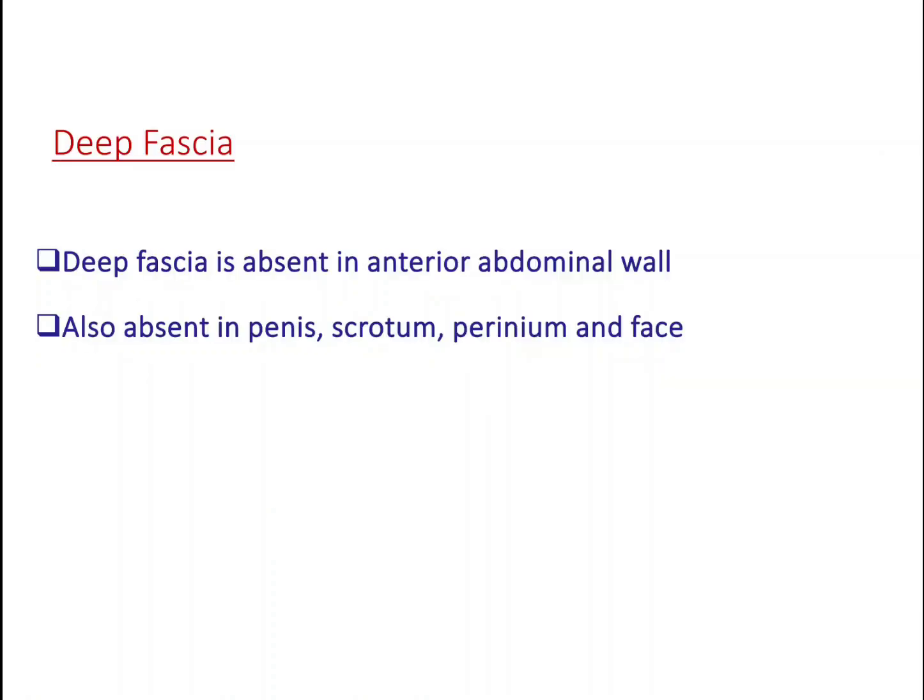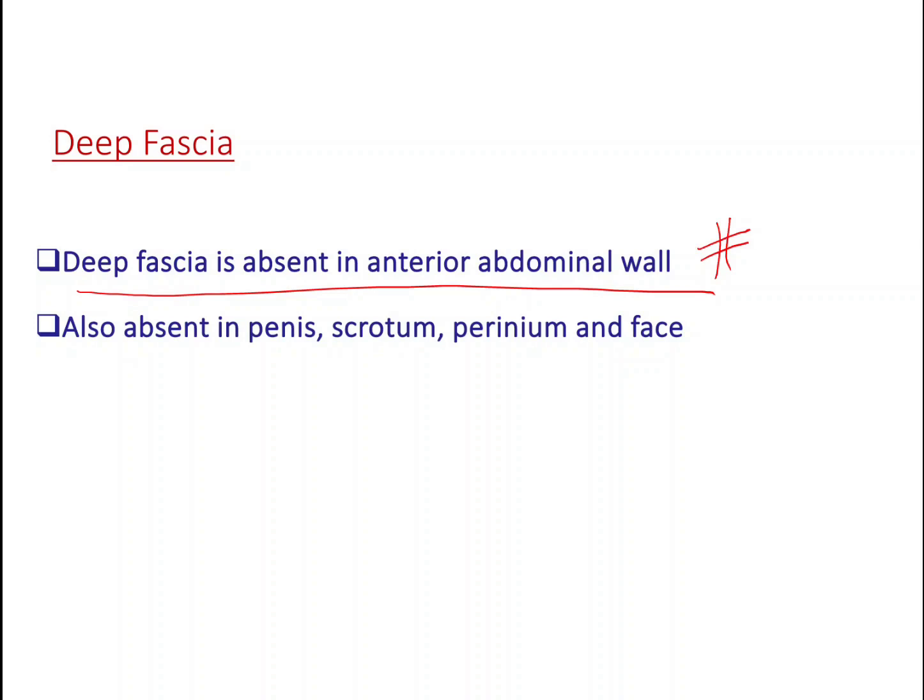Now, outside we have the skin, below the skin we have the superficial fascia. Normally deep to the superficial fascia we have the deep fascia, but in the anterior abdominal wall deep fascia is absent. Remember this point, deep fascia is absent in the anterior abdominal wall. Why is it absent? Because it helps in distension of the organs or the viscera.